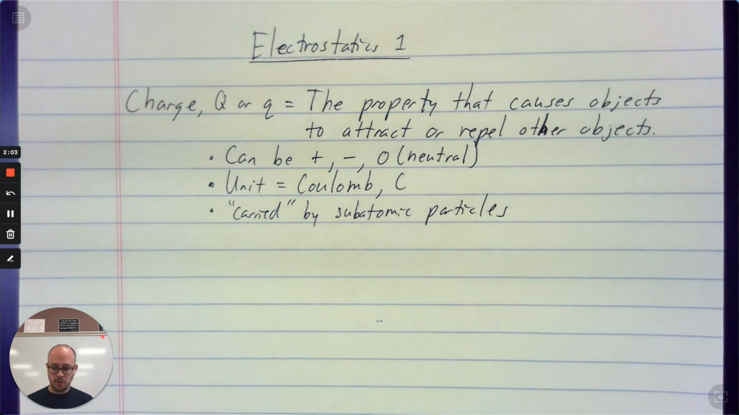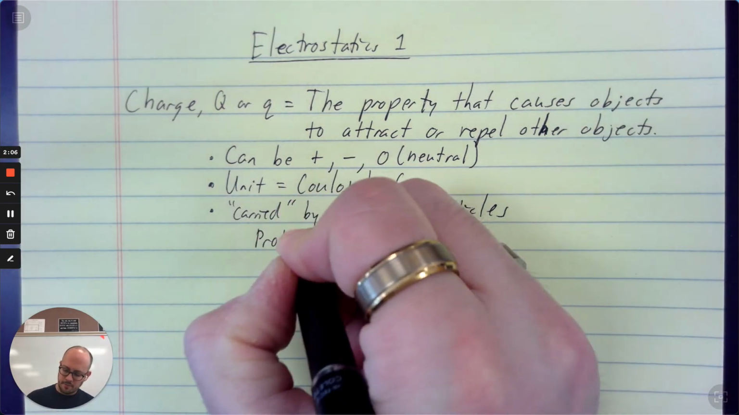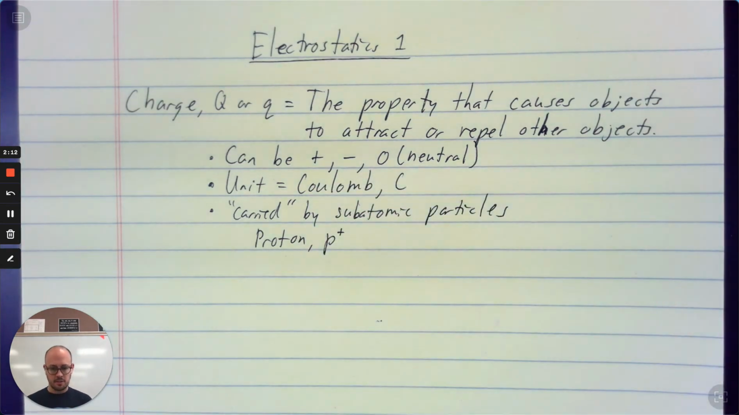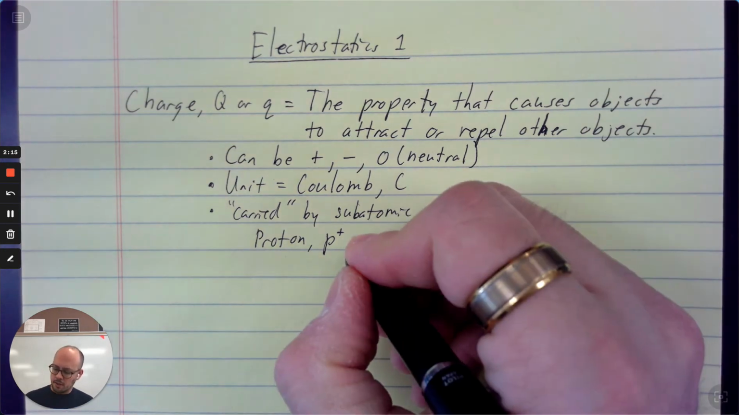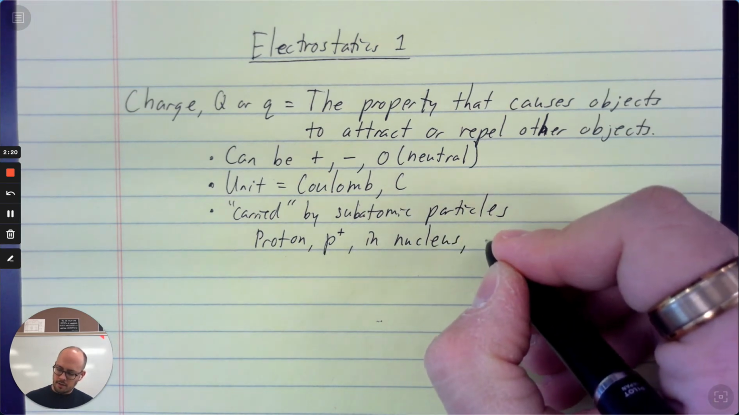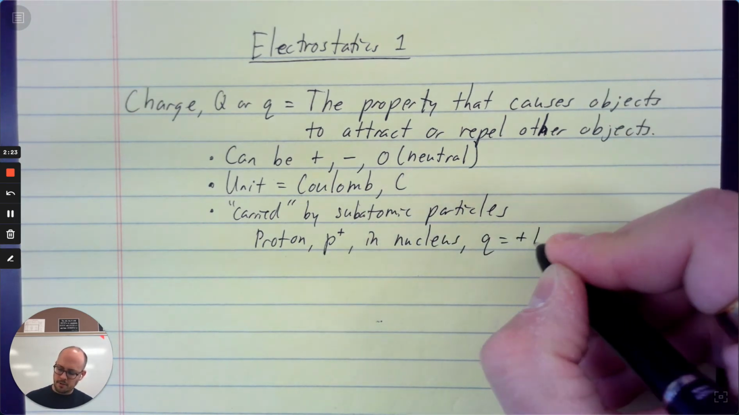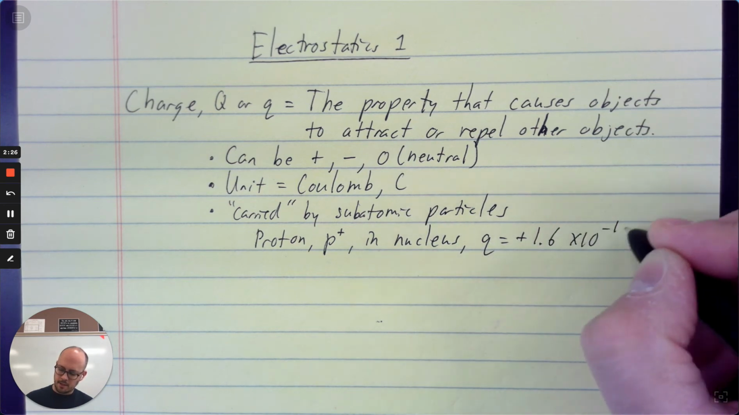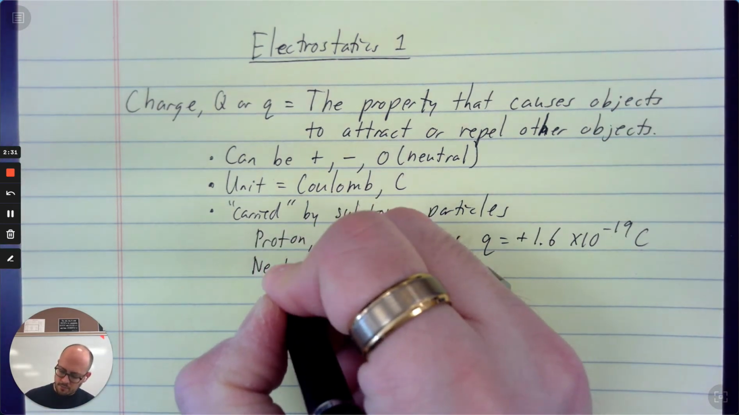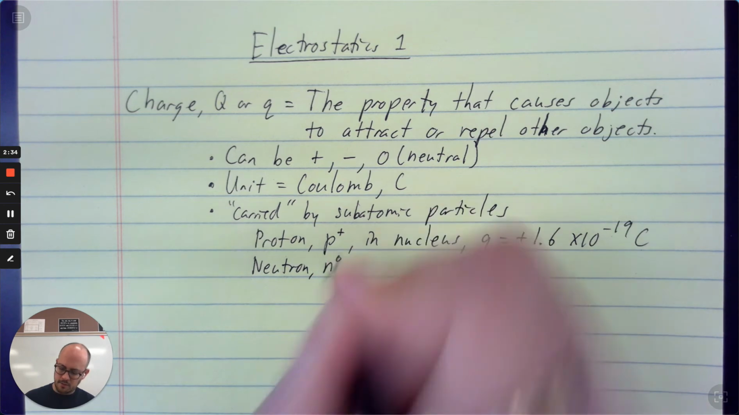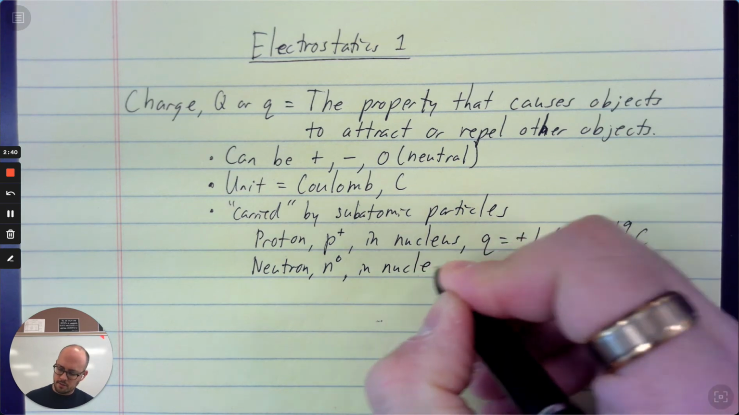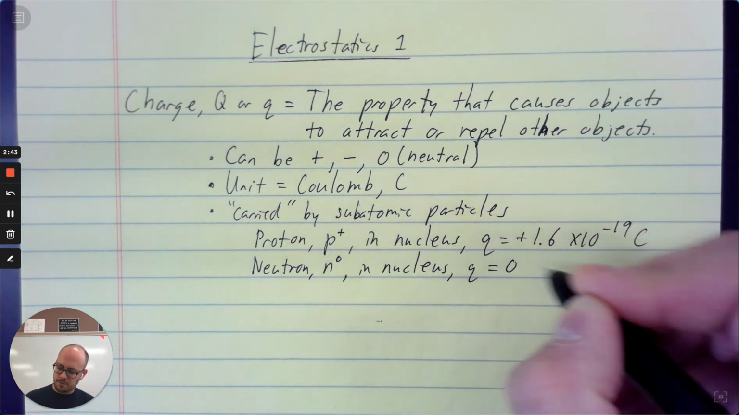So just a quick review. The proton is one of the subatomic particles. It has the symbol p+ because it's positive. It's in the nucleus, and the charge of a proton is equal to positive 1.6 times 10 to the negative 19th coulombs. More on that later. The neutron, symbol n0, because it's neutral, is also in the nucleus, and its charge is equal to 0 coulombs.